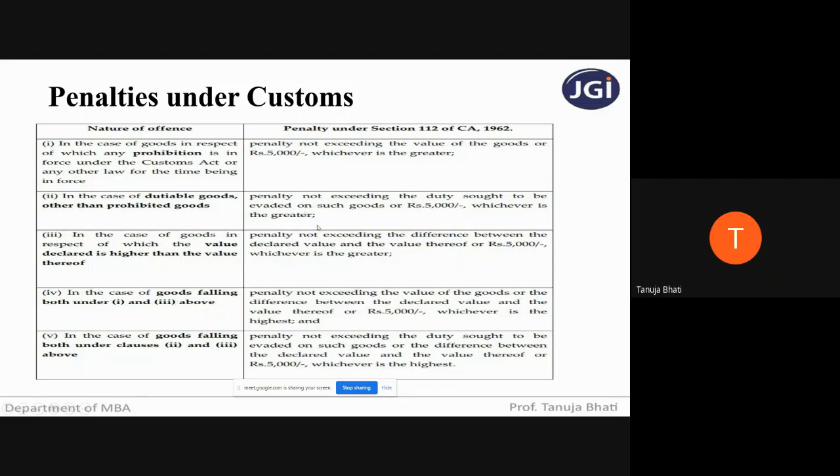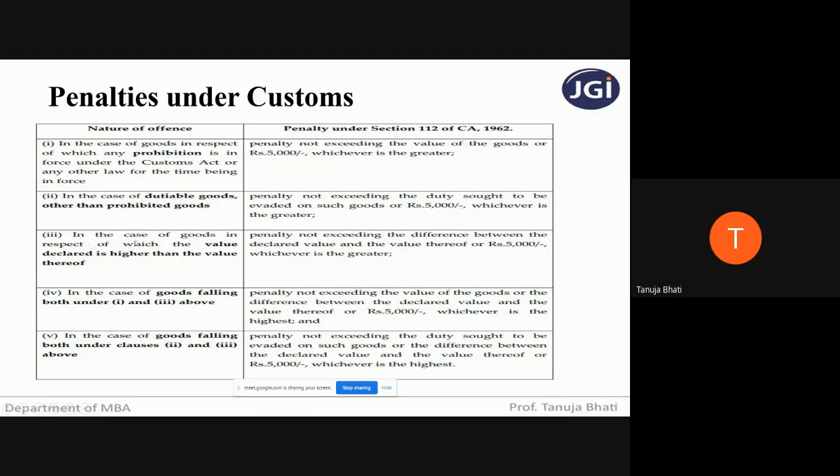Many a time when the importer or exporter imports or exports dutiable goods, on which duty is to be levied, the importer will try to escape paying the duty on those goods. If it comes to the notice of the proper officer, then the penalty will not exceed the duty sought to be evaded, whatever duty he was trying not to pay, on such goods or rupees 5,000, whichever is greater.